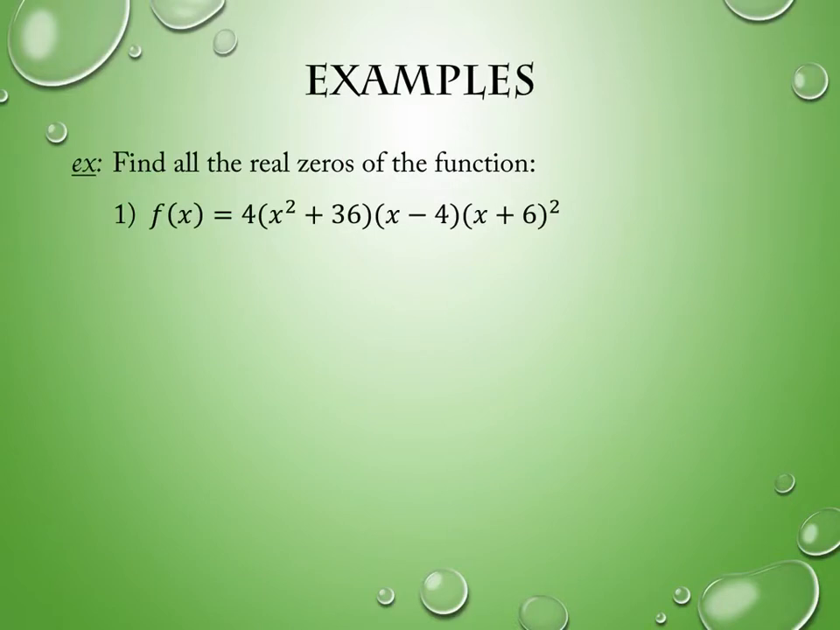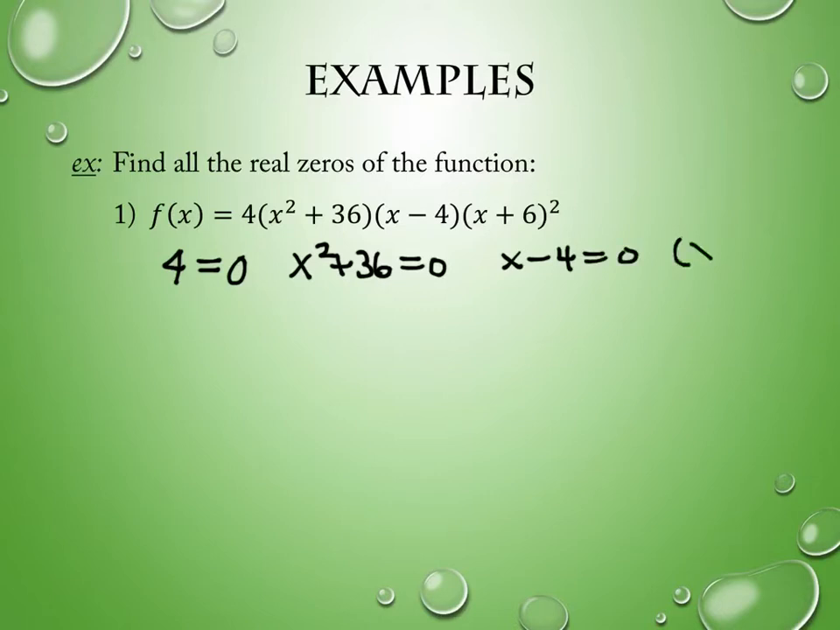So when we're asked on number 1 to find the zeros of this function, we're asked to set each of the factors equal to 0 and then solve. So technically we could say 4 equals 0. We could say x squared plus 36 equals 0. We could say x minus 4 equals 0. And we could say x plus 6 equals 0. You can put the squared on it if you want. It's going to eliminate in a minute as well.